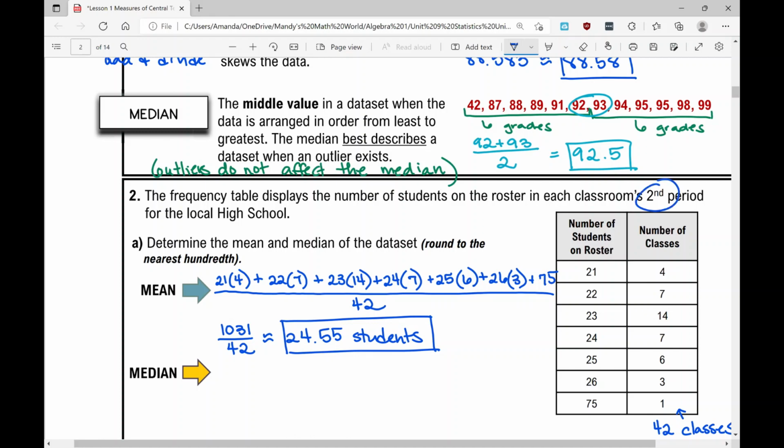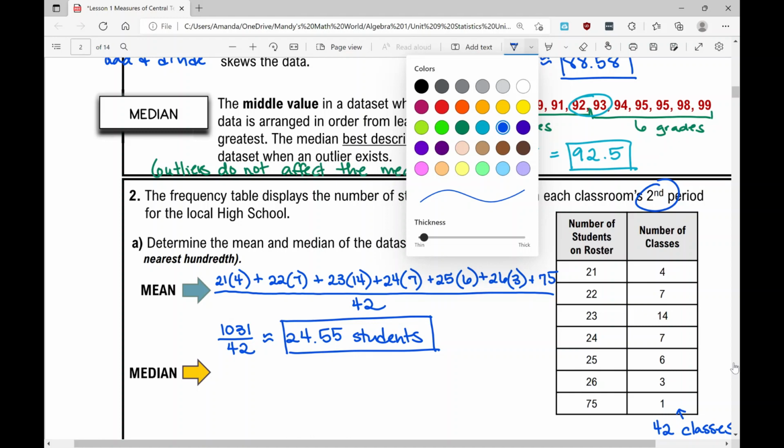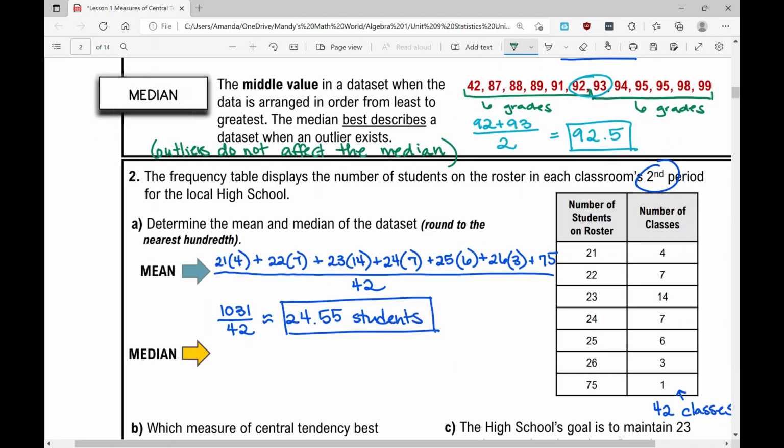Which we have to do that because most high schools, that's what you're doing, right? You've got class periods. Second period class. That's the number of students in the second period class, 24.55. Now that's just the mean. Let's look for the median now.